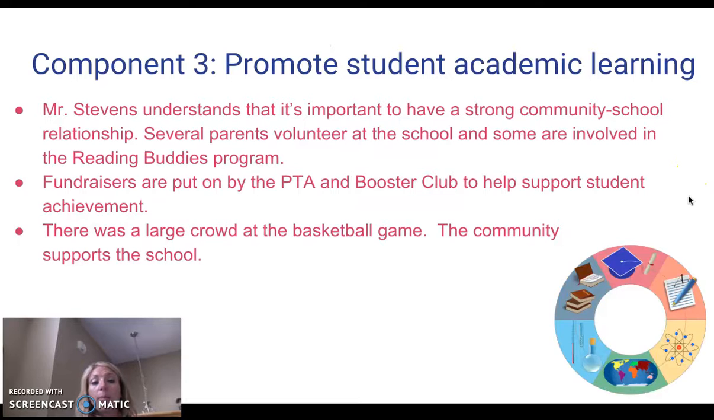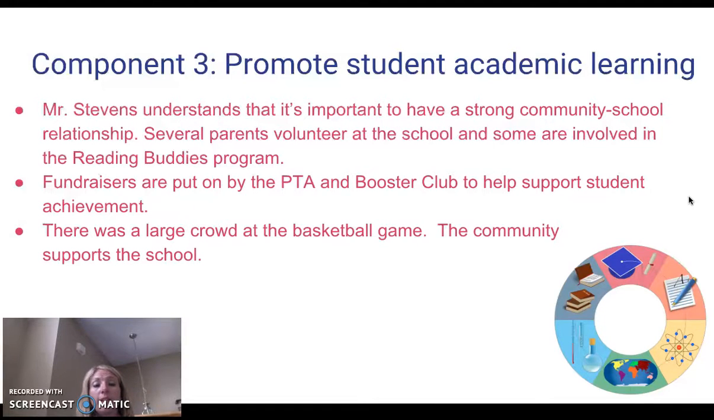And component 3, how did they promote the student academic learning? Mr. Stevens understands that it's important to have that strong community school relationship. This is shown through the reading program that they had, the Reading Buddies program, and then all the volunteers at the school. Even though the parents may not be able to provide a lot of monetary support to the school, they try to give their time to help the school out. When you have that strong community school relationship, it really does help further student achievement. The fundraisers are put on by the PTA and the Booster Club, and they raise those funds to help support the students' learning and their achievement.